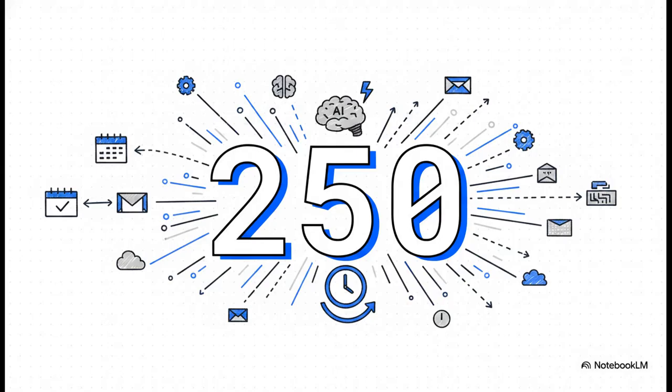I want to highlight a really massive number here, 250. That is the number of integrations Composio offers right out of the box. Think about it. Building custom API integrations for a Google Calendar and Gmail from scratch, that can literally take days of manual setup and debugging.